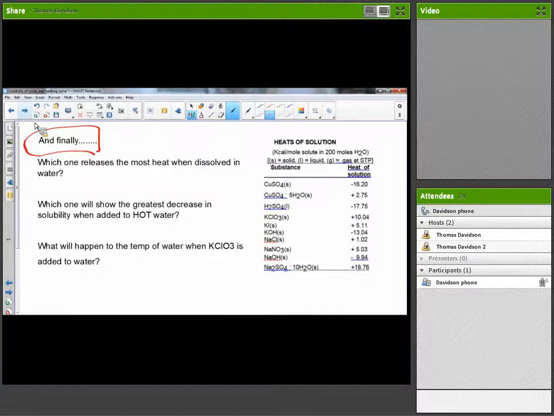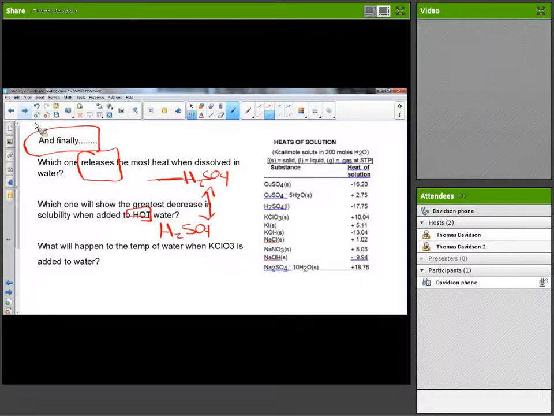Remember, don't make any noise until that bell rings. If it releases heat, that means it has what sign? Negative. What's the most negative one? H2SO4. I hear noise. I shouldn't hear anything. It's still my time for 55 seconds. Which one will show the greatest decrease in solubility in hot water? It's the same answer. The thing that's the most negative will decrease the most in hot water. Don't worry, that's not the one on your test.